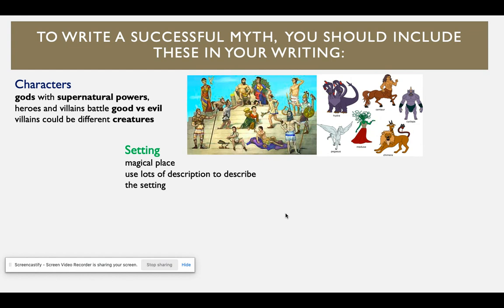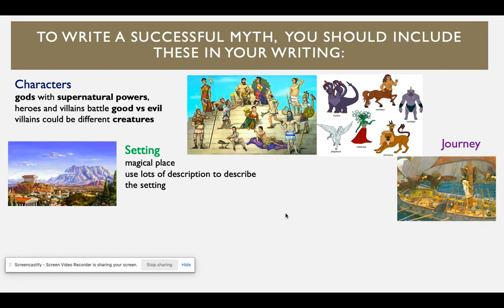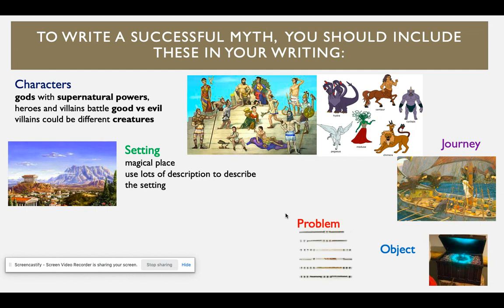There's definitely going to be a setting. That setting is often a magical place with lots of description to describe the setting. You are creating a vivid image in your reader's mind of what your setting will be. There will be a journey. How's your character going to travel? Think about where they're going. What object might they have? Can you remember whose object this was? That's right, that was Pandora's magical box. There's definitely a problem on the way that the villain or the hero might encounter.